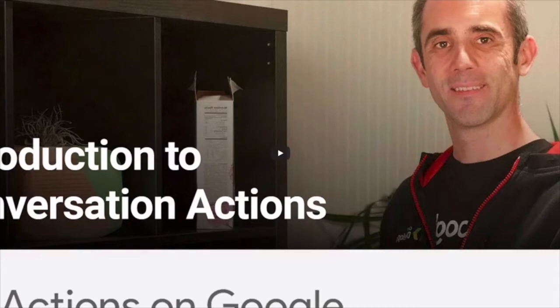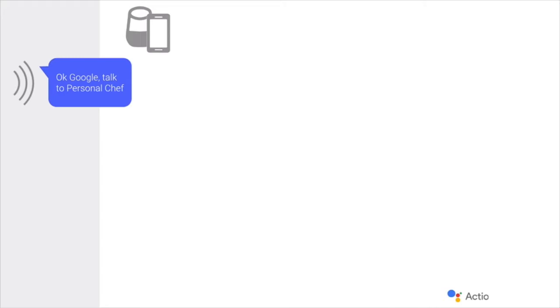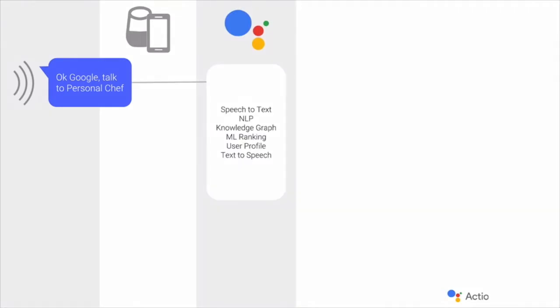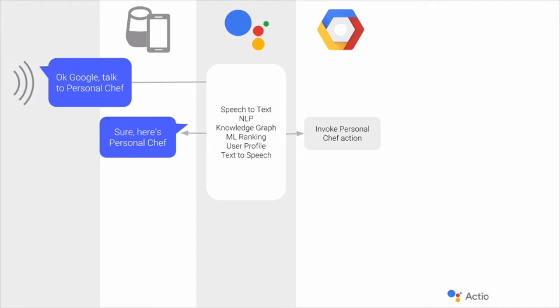Cool. So that was a real conversation with an app that's quite simple to set up. If we have a look, what happened was he triggered the action. Okay, Google, talk to personal chef. That was converted to text by the Google Assistant and all the machine learning, all the magic. Then it knew what action to trigger, so it's going to go ahead and trigger your action and start the personal chef. So it says, here's personal chef, and then it's going to go to your action and trigger the welcome intent.